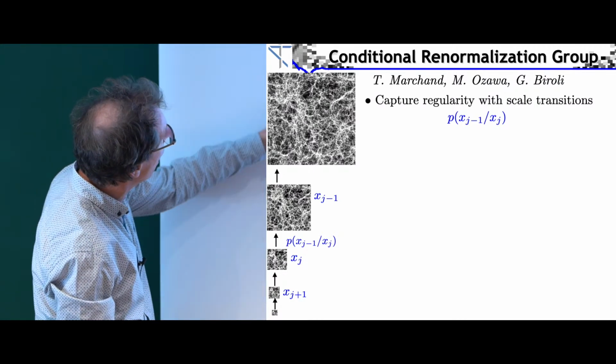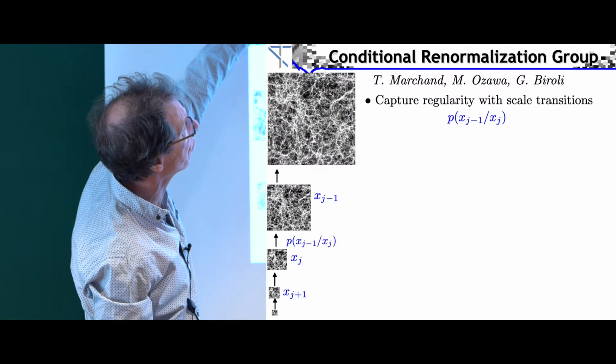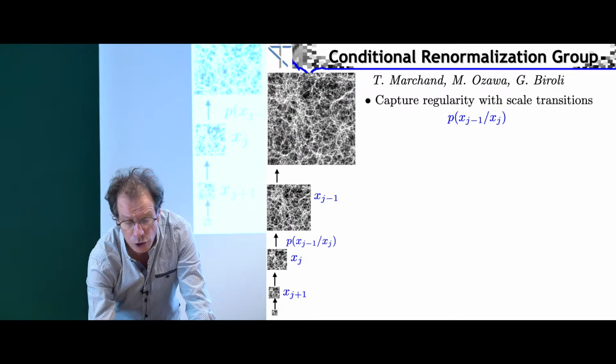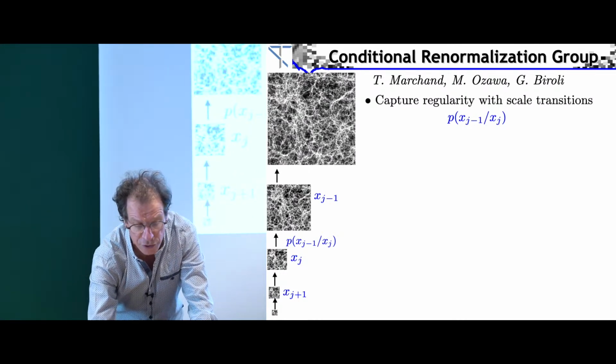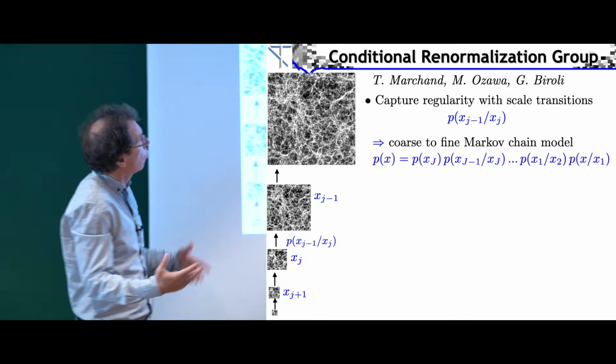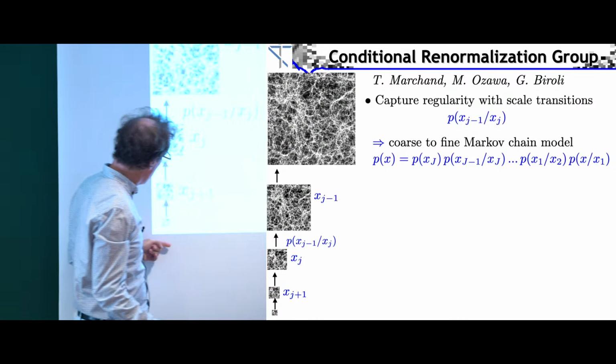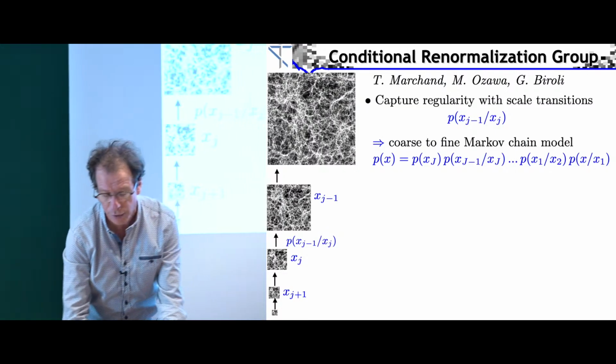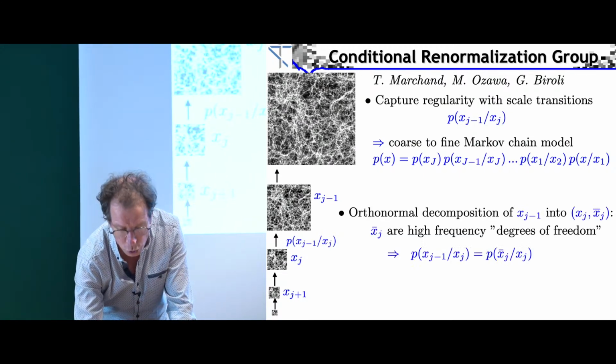So we want to understand how we move from a coarse scale to a fine scale. Moving from a coarse scale to a fine scale means getting the conditional probability distribution of the fine scale given the coarse scale. Now, if you know this probability distribution, then you have a kind of Markov chain. You can compute the probability distribution of x as the probability distribution of the coarse scale, and then the transitions across scales. Now, the whole question will be to try to specify these conditional probability distributions.